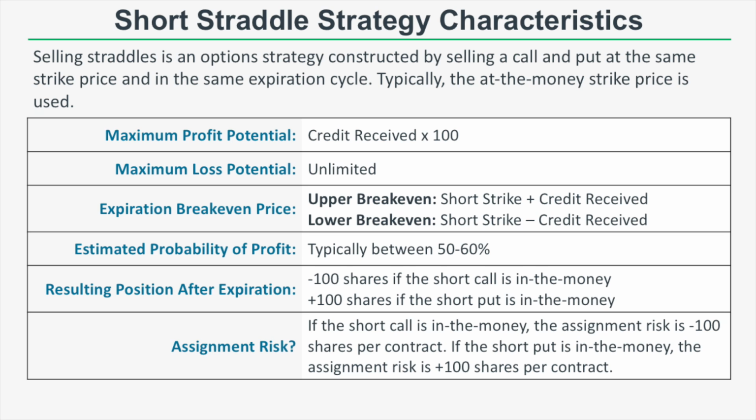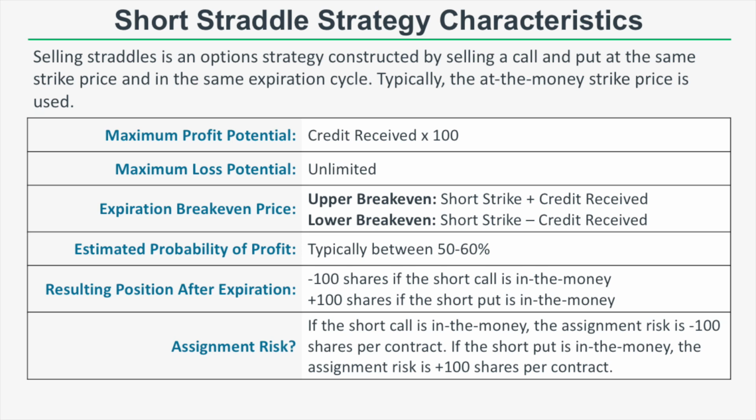Now, since the short straddle strategy includes a short call option that is not covered by long stock or another offsetting long call option, there is theoretically unlimited loss potential on the upside for a short straddle. Now that's because there's no limit to how much a stock price can increase, so therefore you have unlimited loss potential on that short call, in theory.